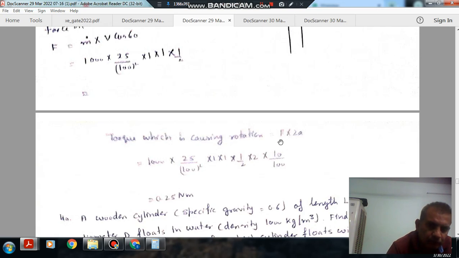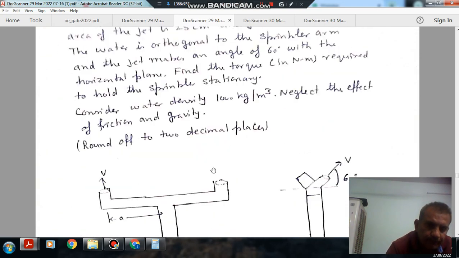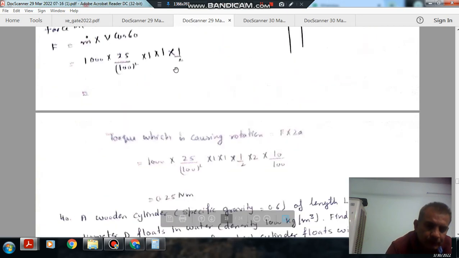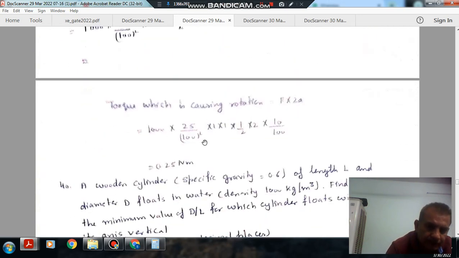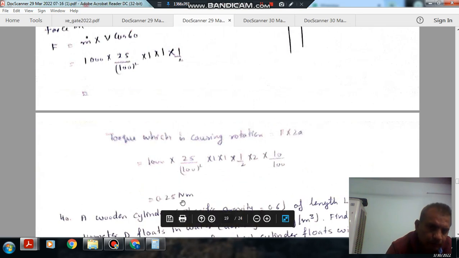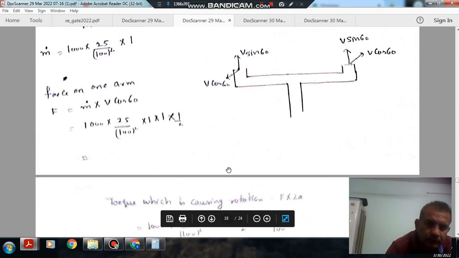So F into 2a will be the torque, where a is 10 centimeter. This is your F multiplied by 2a, so it is 0.25 Newton meter. So the answer is 0.25 Newton meter.